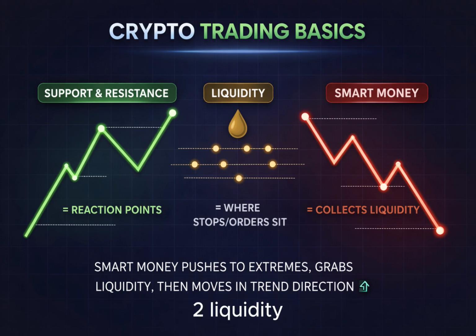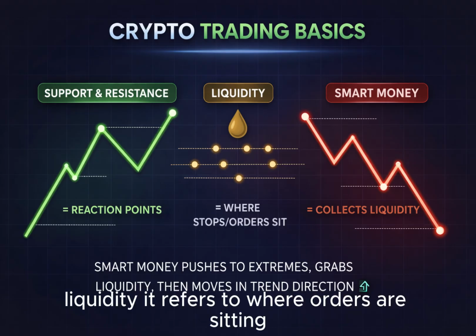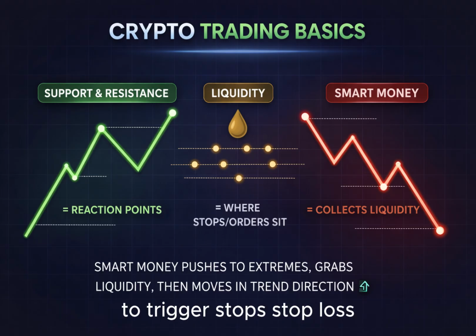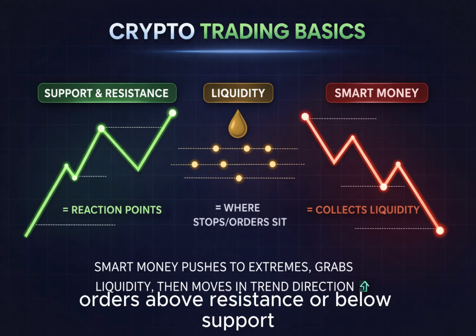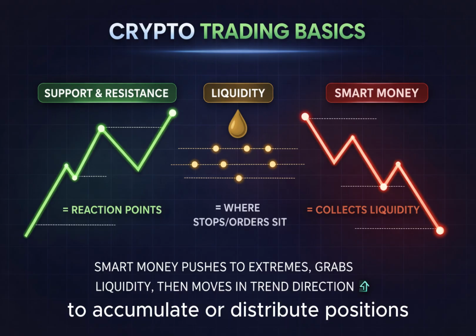2. Liquidity. What is liquidity in trading? Liquidity refers to where orders are sitting, areas where the market can be sucked in to trigger stops. Stop-loss orders above resistance or below support create liquidity pools. Smart money hunts these pools to accumulate or distribute positions.